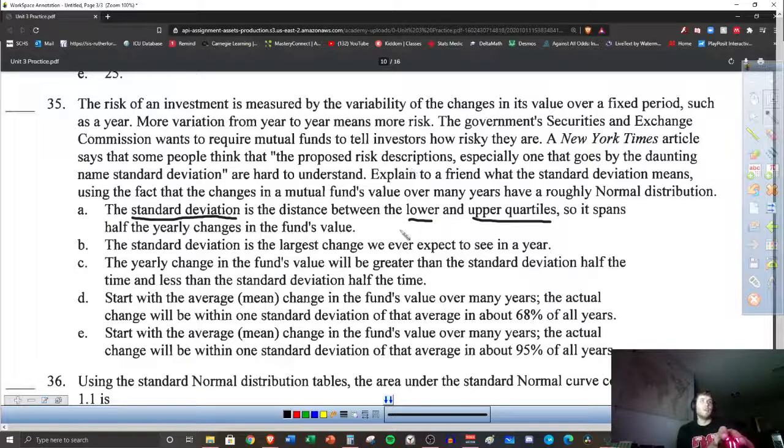Never said that. Remember, in a normal distribution, 68% of the data is within 1 deviation. Okay? Quartiles are the middle 50%. So it's 25% above, 25% below. So this is not a true statement. So we're going to X that out.